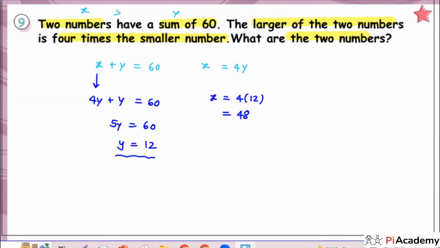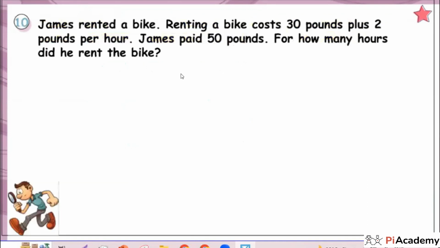Very good, everyone. Let's have the next question. And let me choose a person who is going to read this. VVS, please read this question.